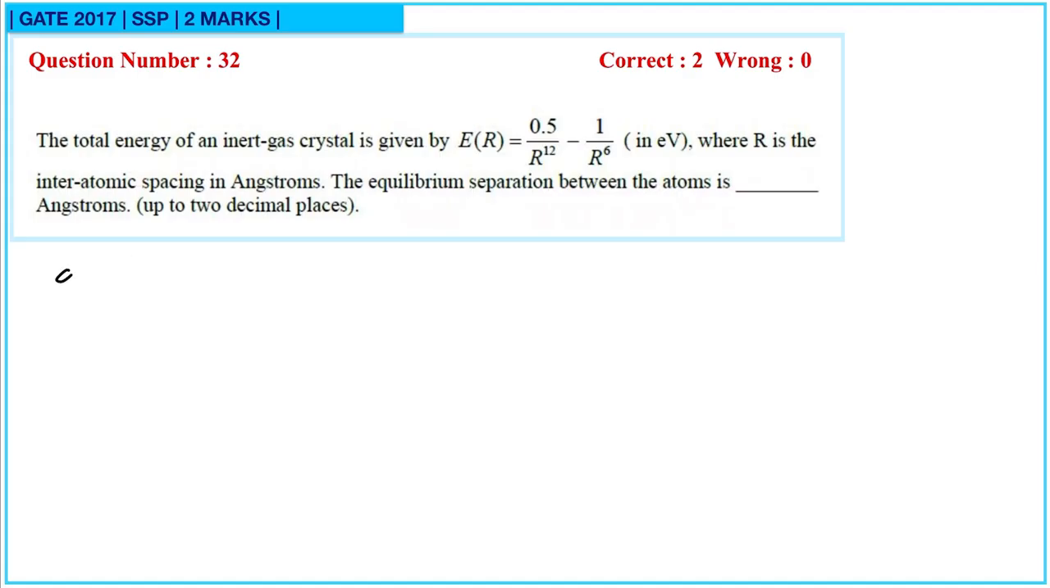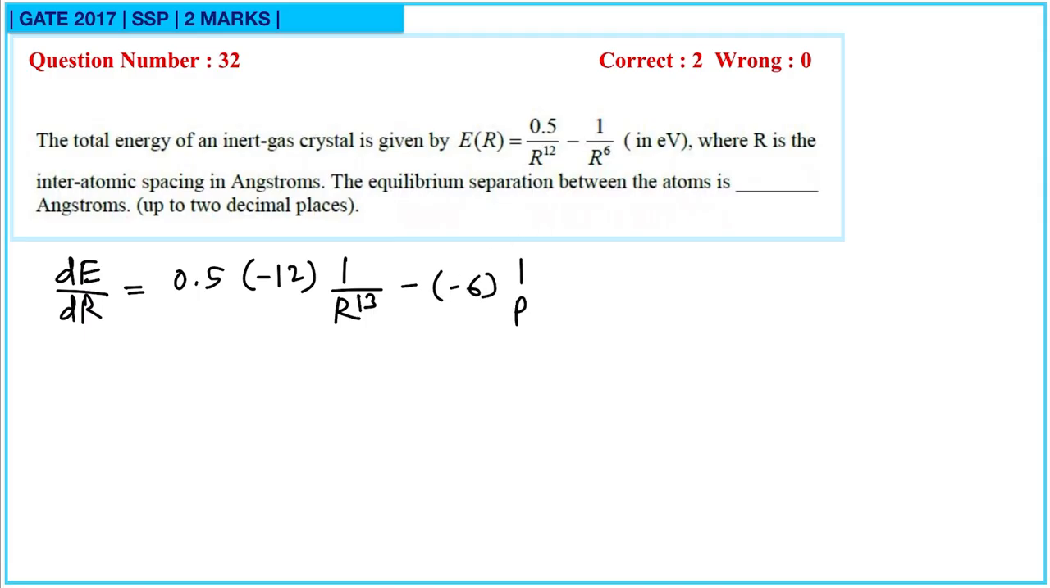So for equilibrium separation, we just have to take the derivative of E with respect to R, and it has to be equal to 0. So this derivative will be 0.5 into minus 12 into 1 upon R raised to 13, then minus 1 into minus of 6 into 1 upon R raised to 7, that will be equal to 0. So 12 into 0.5 is 6, so this will be minus 6 upon R raised to 13, and this will be plus 6 upon R raised to 7, that is equal to 0.